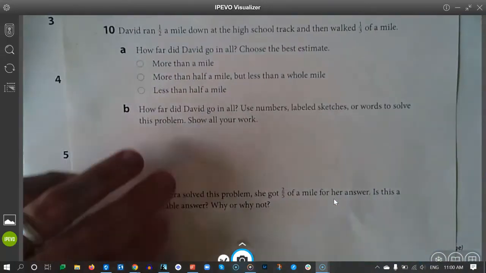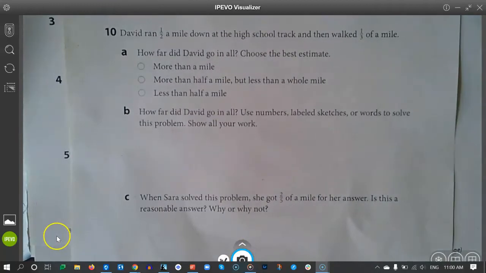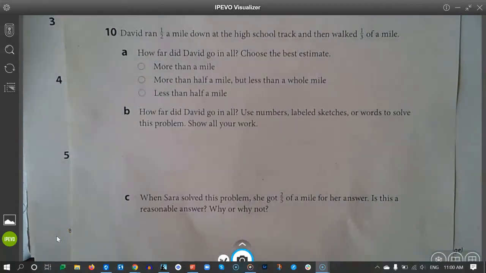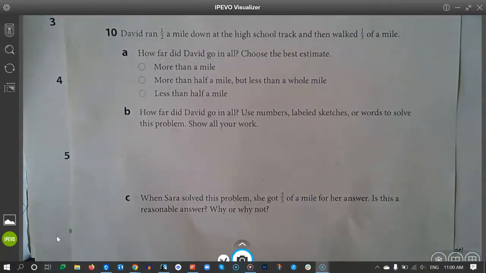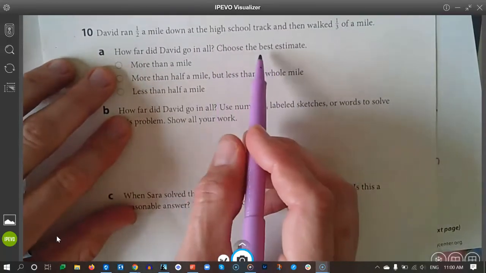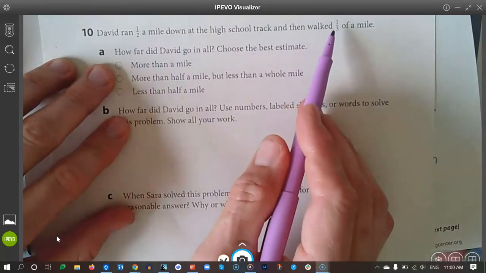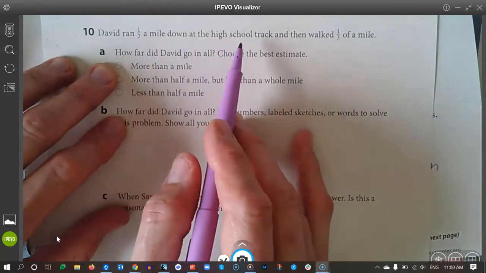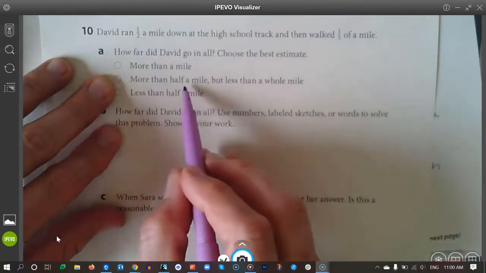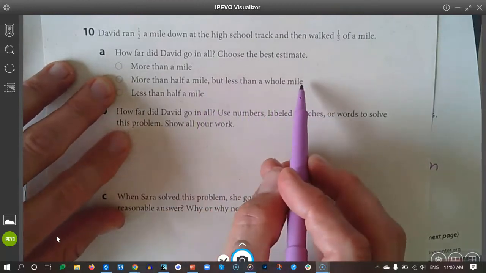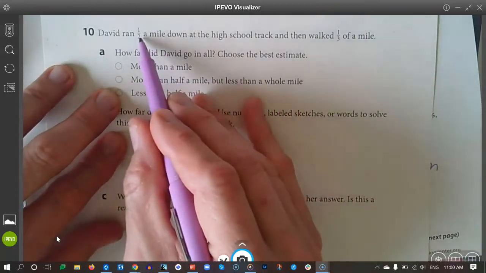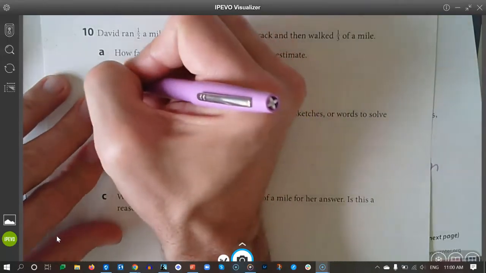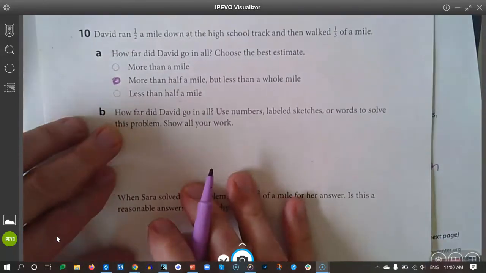Okay. David ran 1/2 a mile down at the high school track and then walked 1/3 of a mile. How far did he go? Choose the best estimate. So this is 1/2 plus 1/3. More than a mile? Nah, because that would be a half plus something more than a half, and a third's not that. More than half a mile but less than a whole mile? That makes sense. Less than a half mile? No, because he was a half and then he added more. So it would be this.